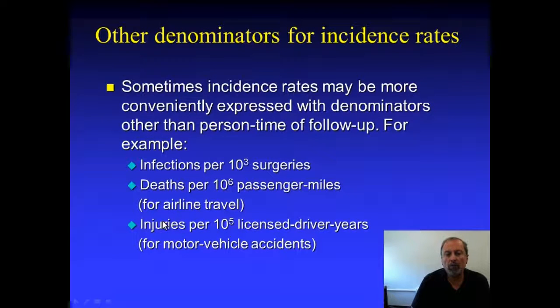There are instances when we may like to use denominators other than person time or follow-up, and these are some examples here. Infections per 1,000 surgeries, deaths per 1 million passenger miles, injuries per 100,000 licensed driver years. So, even though time is not so explicit in these denominators, it actually is occurring, because 1,000 surgeries takes time to perform. Passenger miles require time to occur, and so on. So these are less intuitively incidence rates, but they are actually incidence rates.